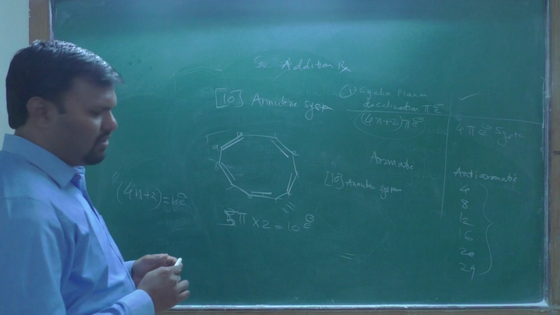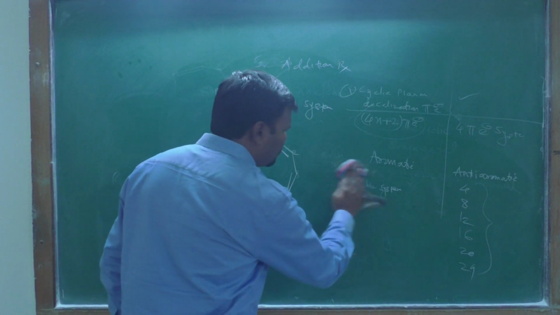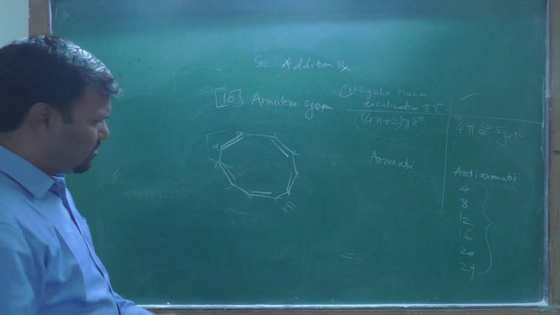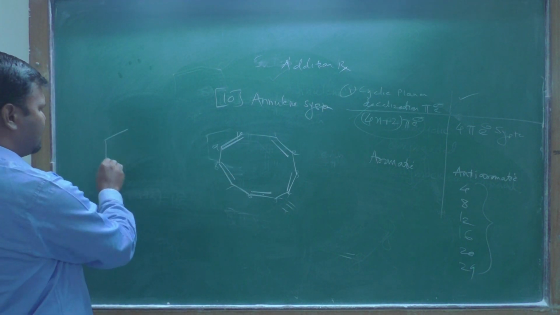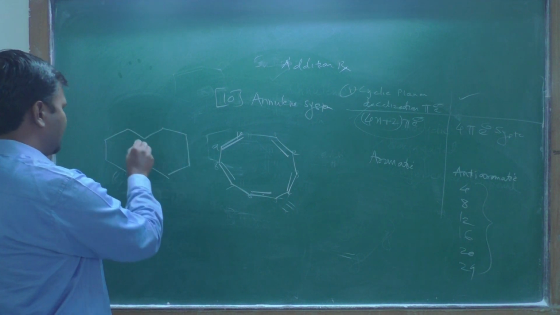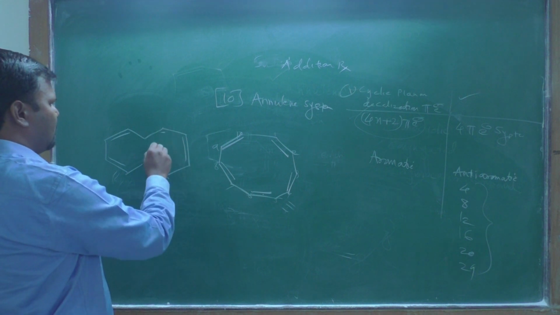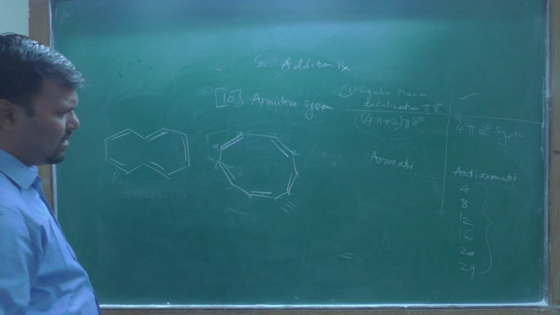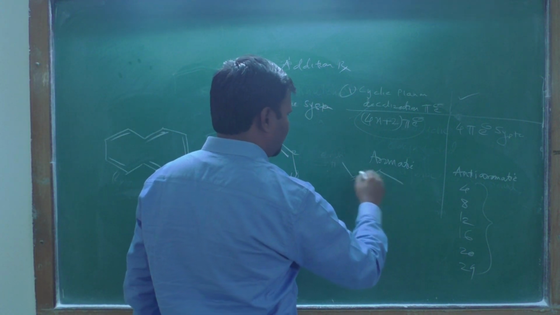There are three possibilities for this system. The first structure appears like this, the second appears like this, and the third appears like this.